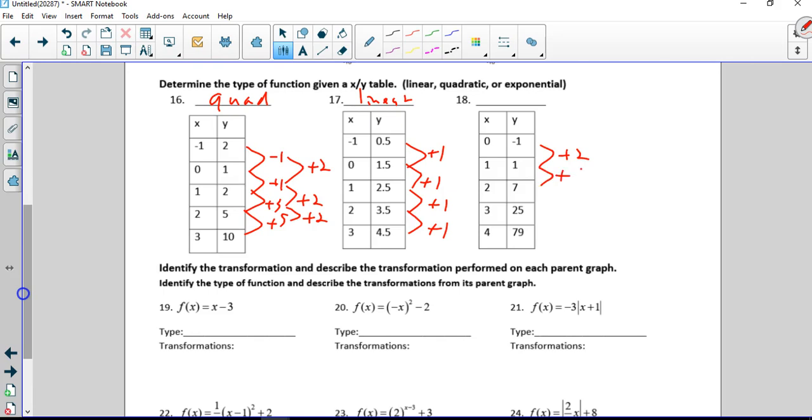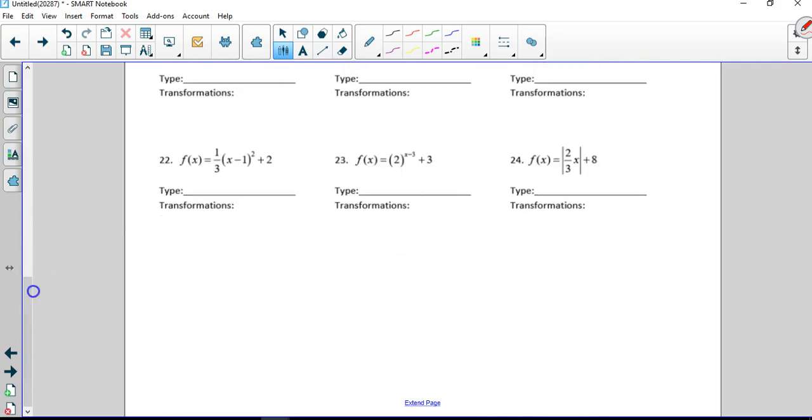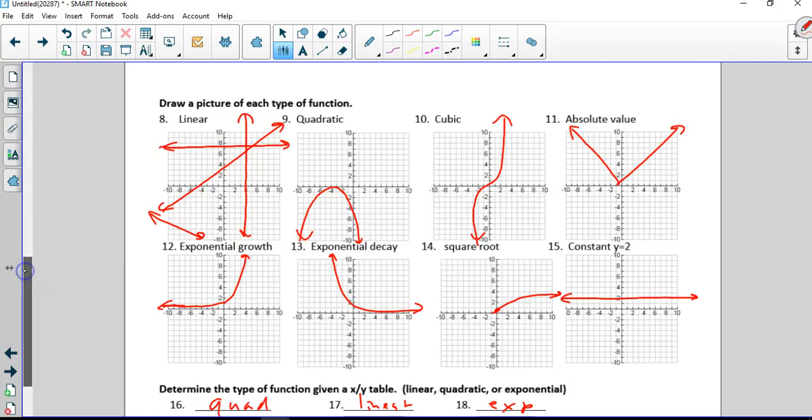+2, +6, +18, +54. Then times 3, times 3, times 3. If it goes up in terms of multiplication, it's exponential. Sorry, this board is being really strange today.